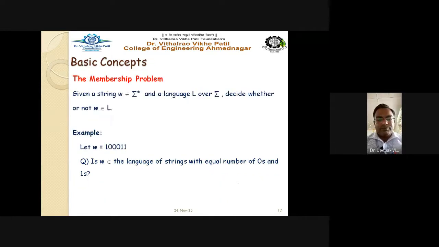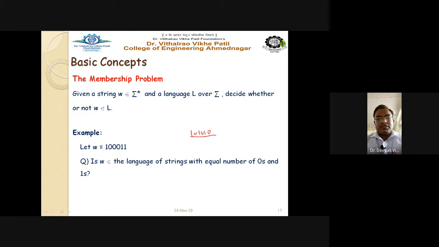And the membership problem means we have to find out whether a particular string belongs to a particular language or not. If a string is given to you, say for example 1 0 1 0 1 0, we have to identify the language for this.